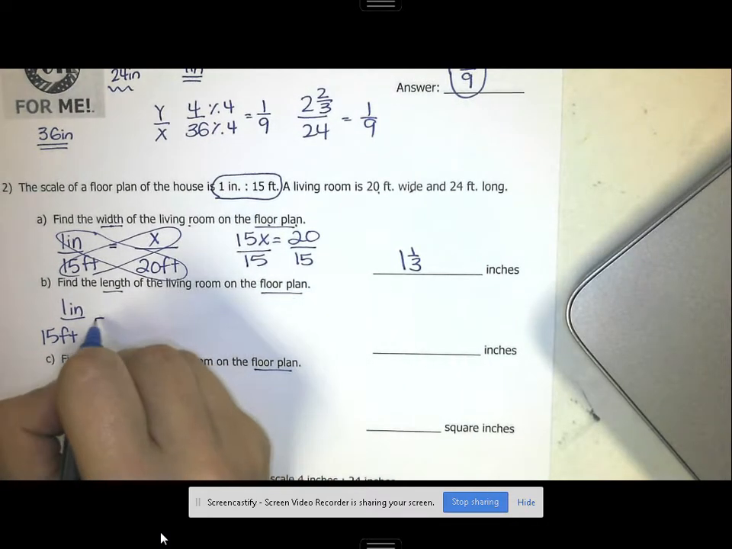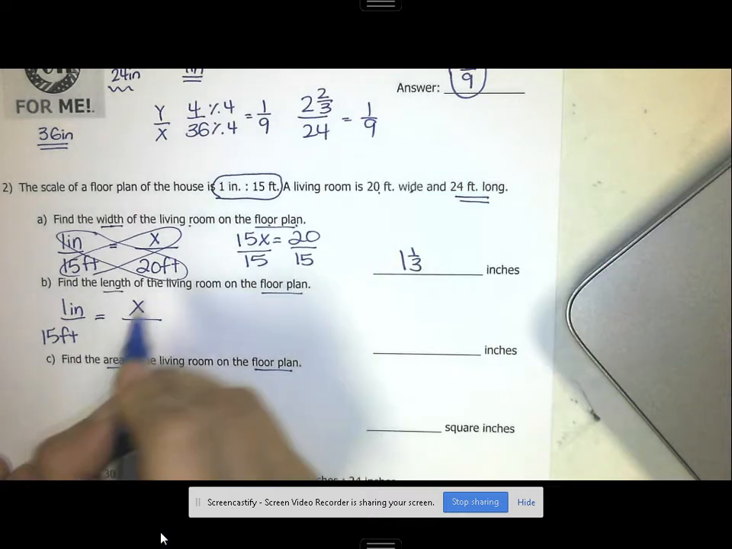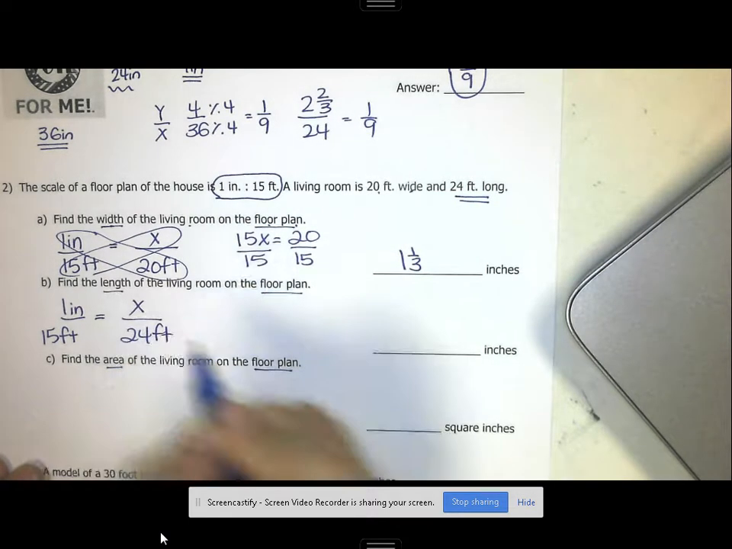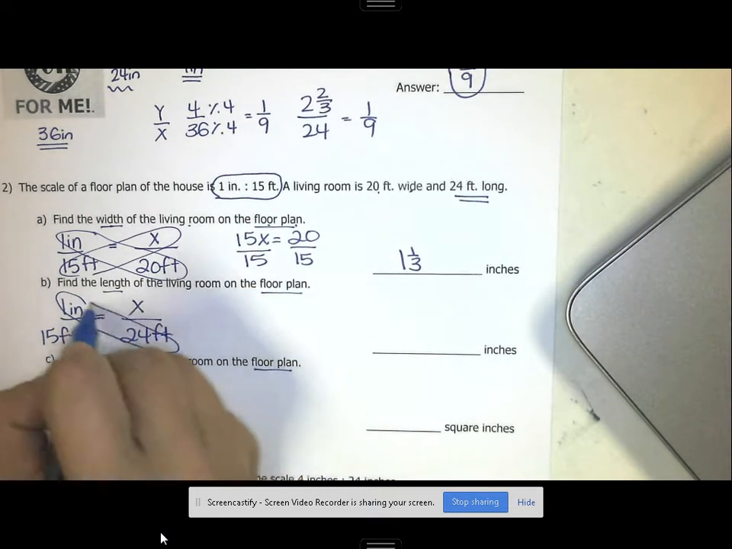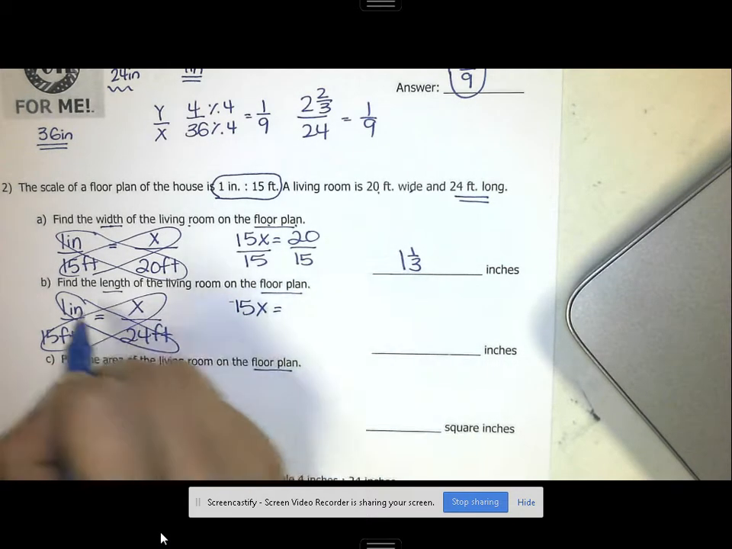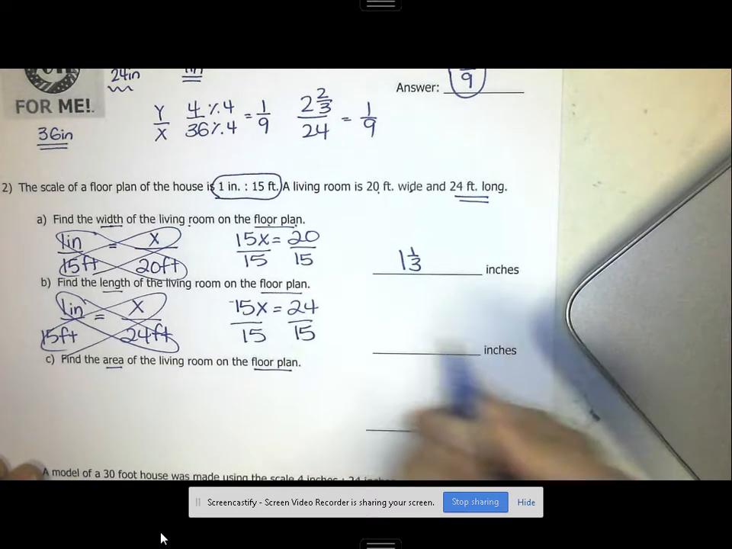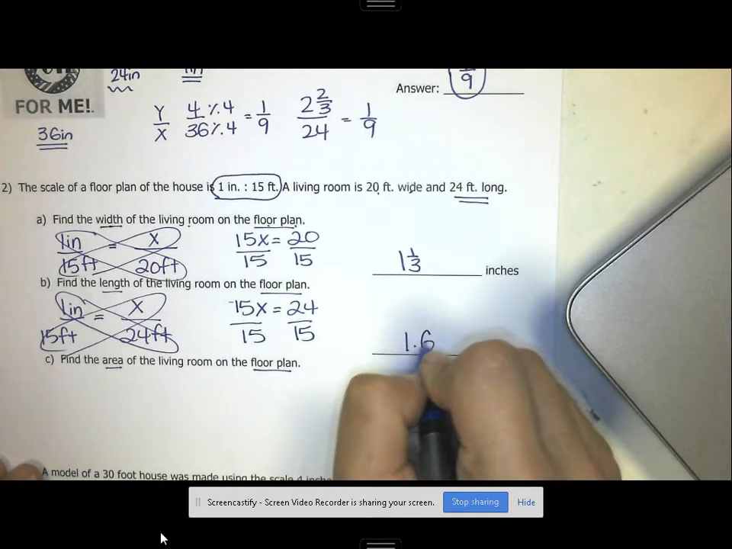Here, I don't know the length on the floor plan, but I know the length in real life is 24 feet. So I can solve by cross multiplying as well. 15 times x is 15x. 24 times 1 is 24. Divide both sides by 15, and I get x equals 1.6.